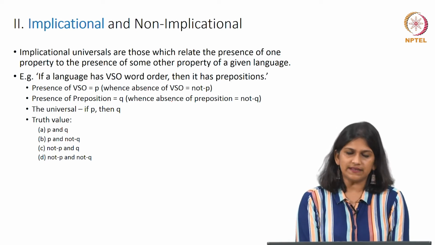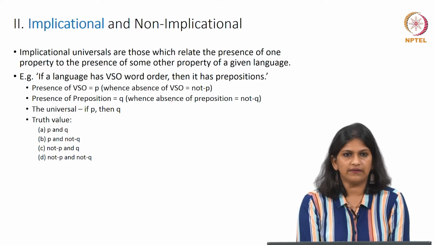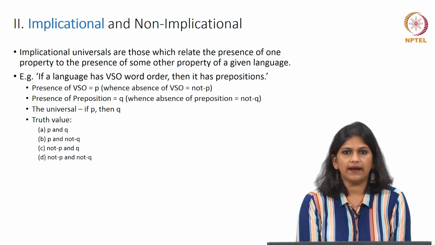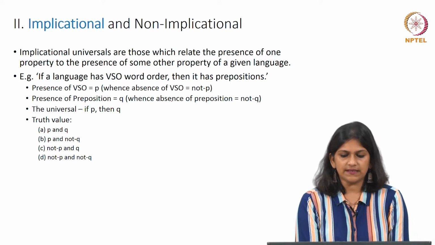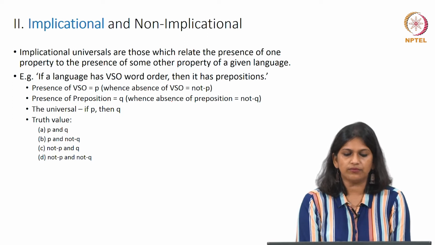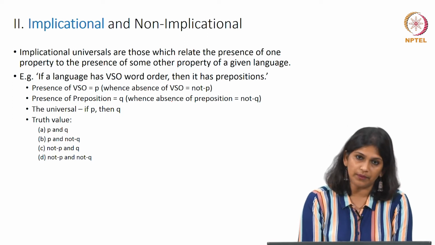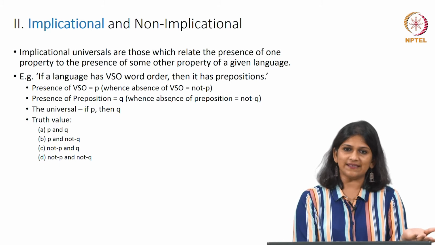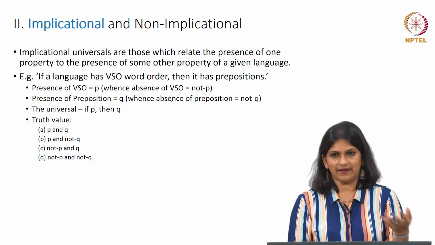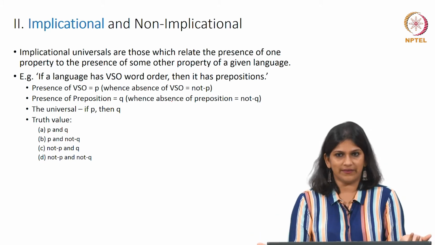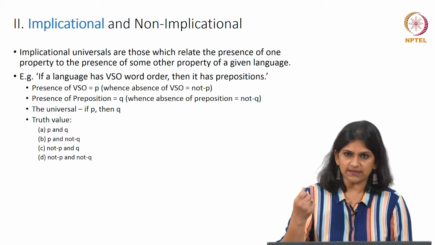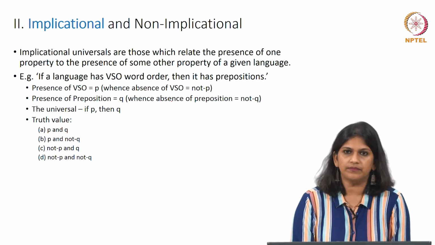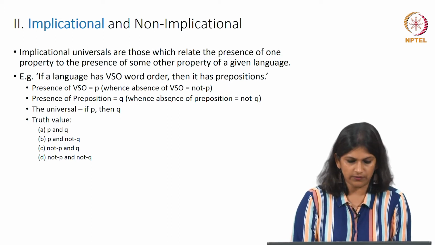Okay. Now, with this information I would like you to have a look at the next category of universals, that is implicational and non-implicational. So, in case of implicational universals, these are the ones which relate the presence of one property to the presence of some other property of a given language. If there is x, there would be y. If there is no x, there would be no y, right. So, that kind of a condition. So, it is always condition based. So, this condition based universals are known as implicational ones.